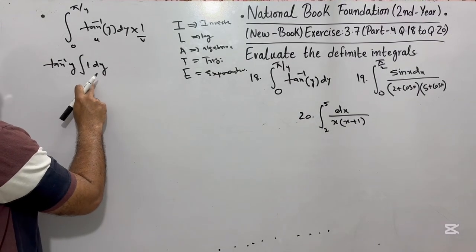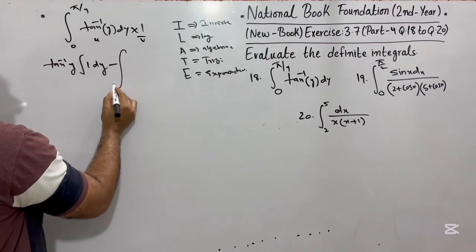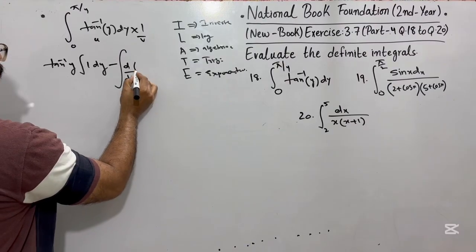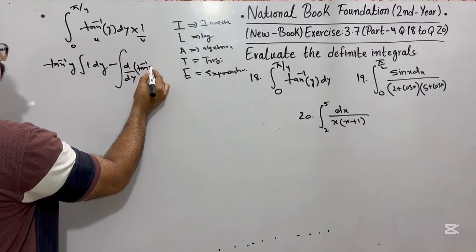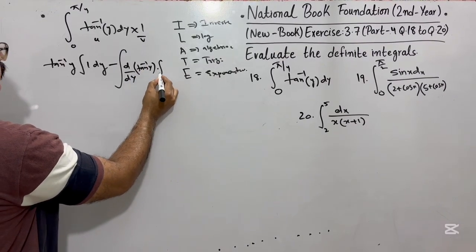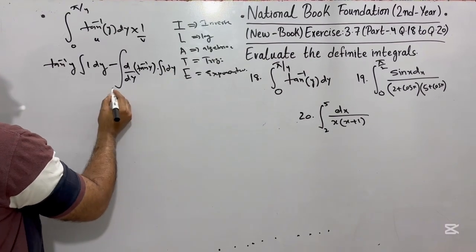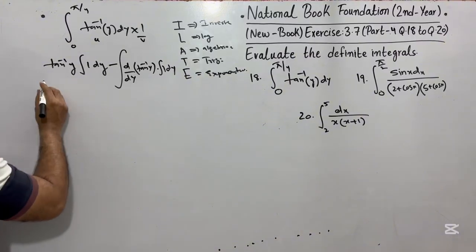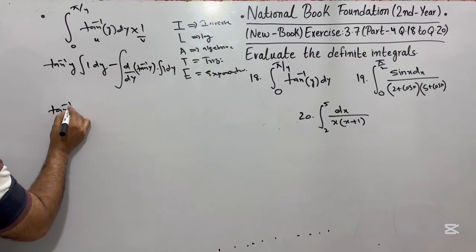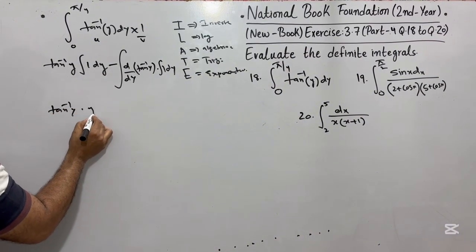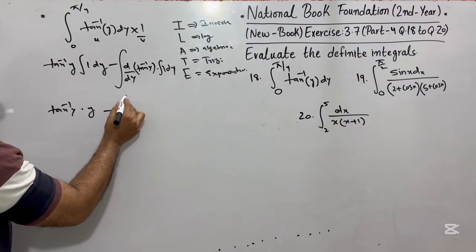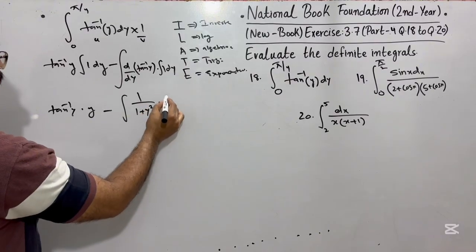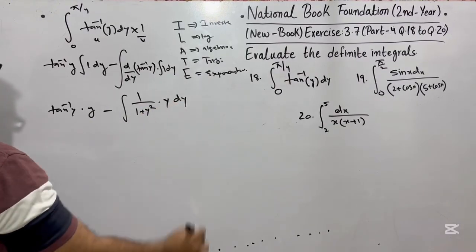u integration of v minus the whole integral of the derivative of the first, that is our differentiation of tan inverse of y with respect to y, and integration of the second dy. Let me integrate, and in the end we are in a position to apply limits. Tan inverse y, integration of 1 with respect to y is y, minus differentiation of tan inverse is 1 over 1 plus y square. Integration of the second is y dy.